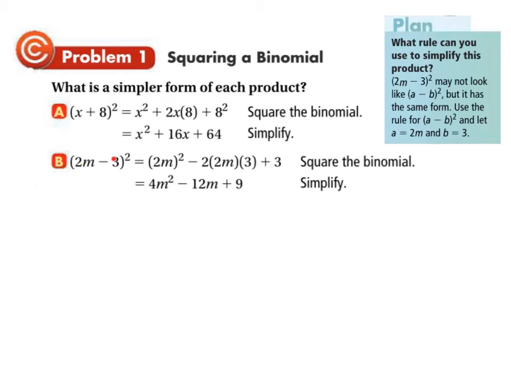For the middle term, you multiply these two together and then double it. So 2m times negative 3 is negative 6m. Doubling gives you negative 12m. And then squaring this, negative 3 times negative 3, positive 9. So it all works out the same way, okay?